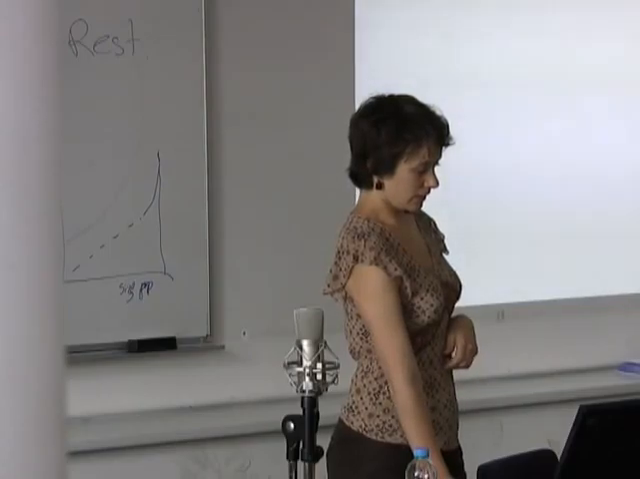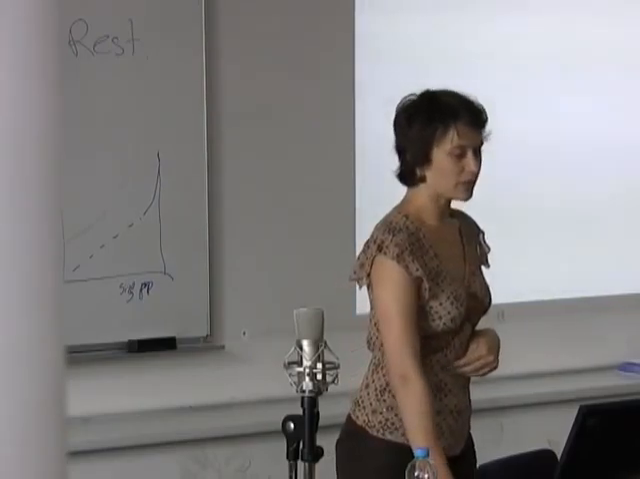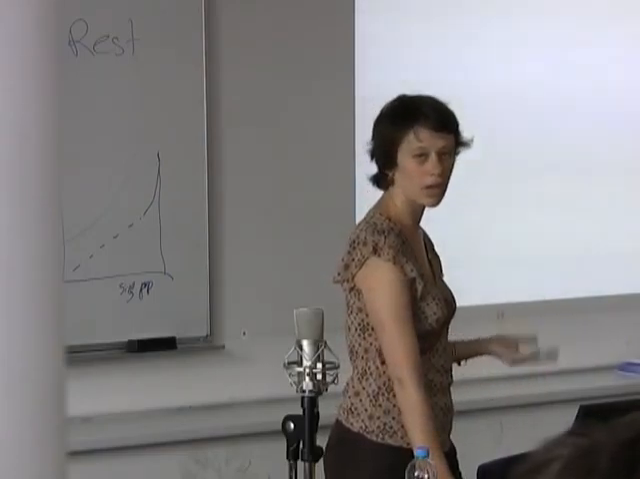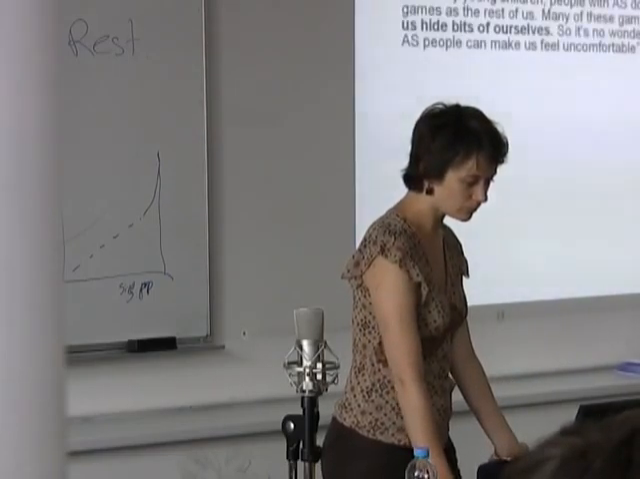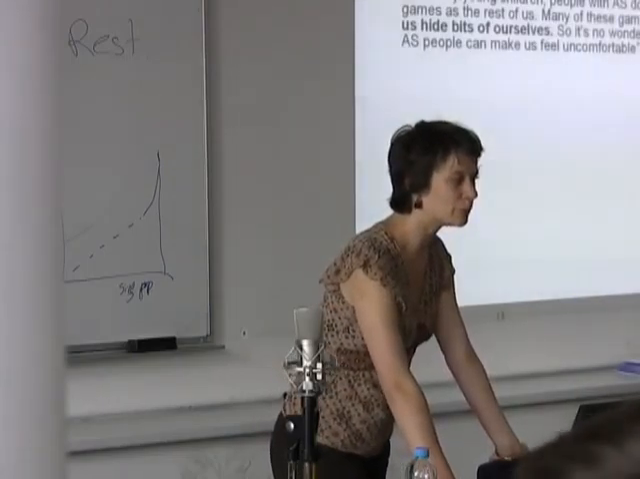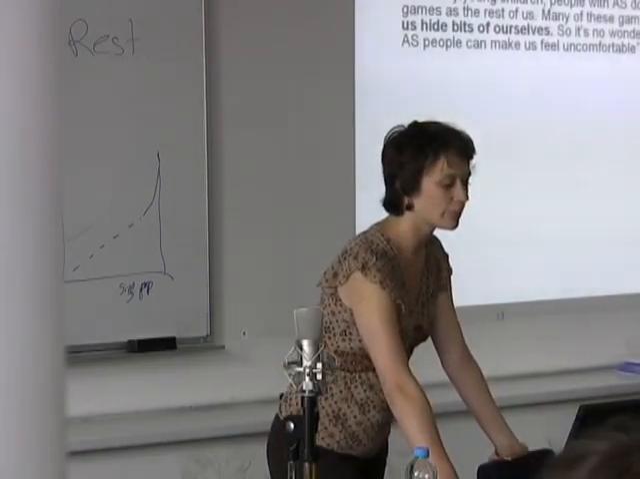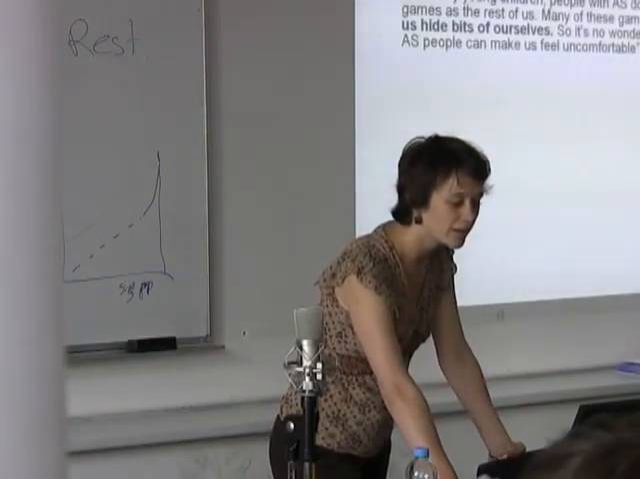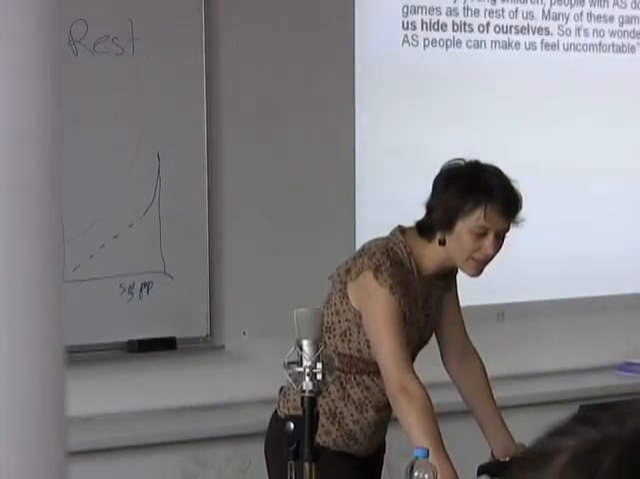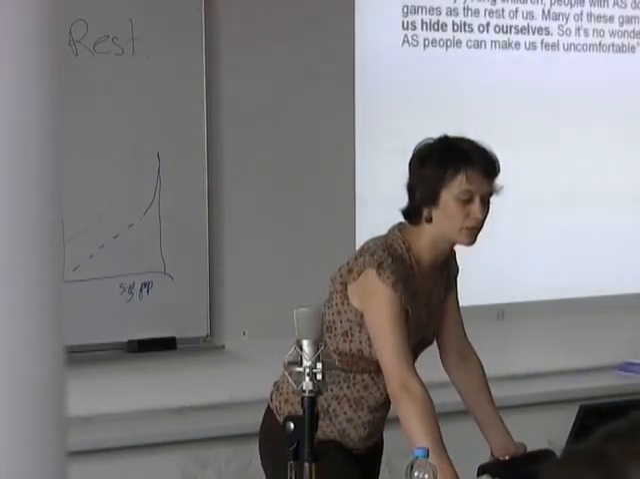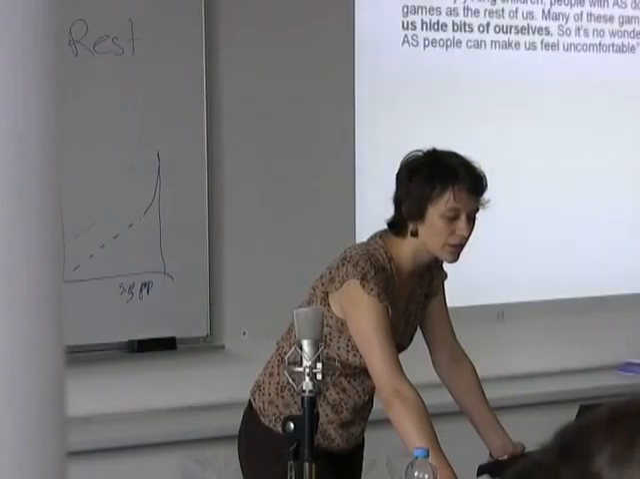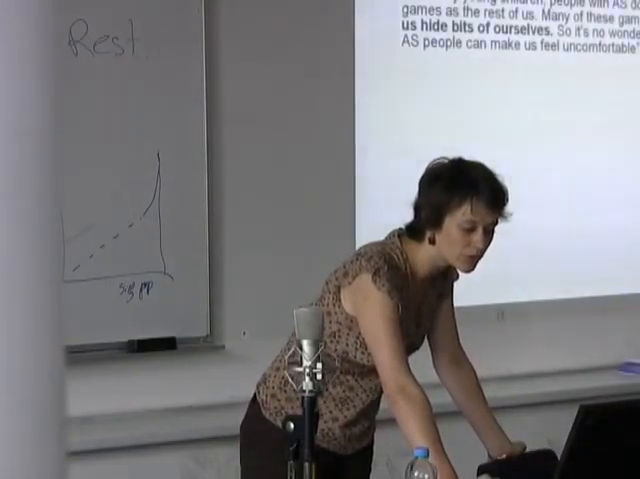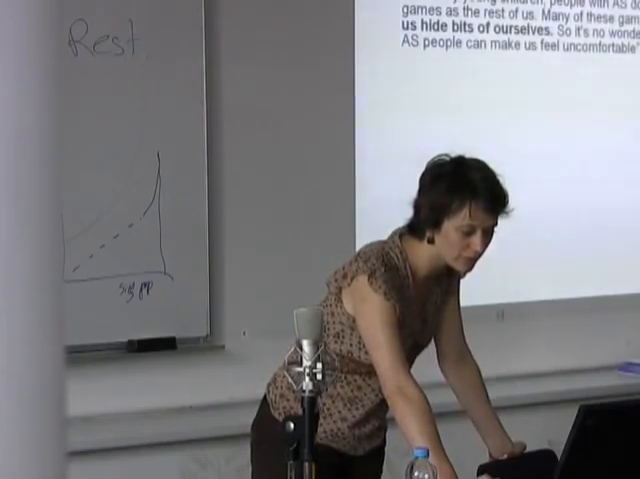So that's for interaction. Now let's talk about reputation. So the way we try to preserve our reputation is by being polite, being nice, being helpful, things like that. This is a quote from a woman who's written a book. She's a parent of an Asperger child, and she wrote a book for other parents like her with tips. And she writes, like very young children, people with AS don't play the social game as the rest of us. Many of these games are designed to help us hide bits of ourselves, so it's no wonder that interacting with AS people can make us feel uncomfortable.